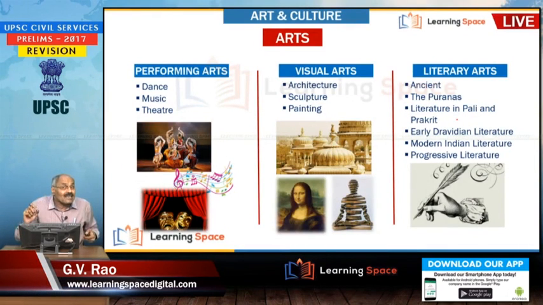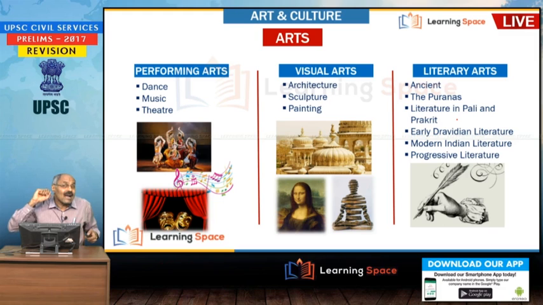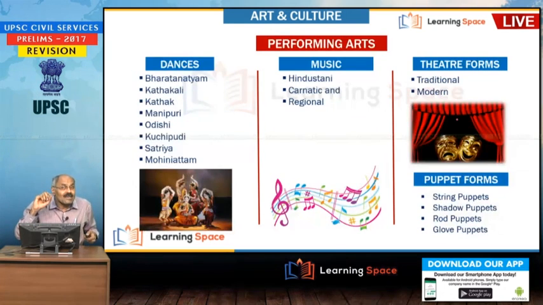And if you look at art and culture, it can be divided basically into performing arts, visual arts, and literary arts. I am taking up performing arts, which involve dance forms as well as theatre, because music I am not venturing into, as it requires a lot of time. Visual arts, architecture, sculpture, painting, that also requires a lot of time. So basically I will concentrate on dance forms, then theatre forms, then puppet forms. These three in a nutshell we are going to deliberate today.